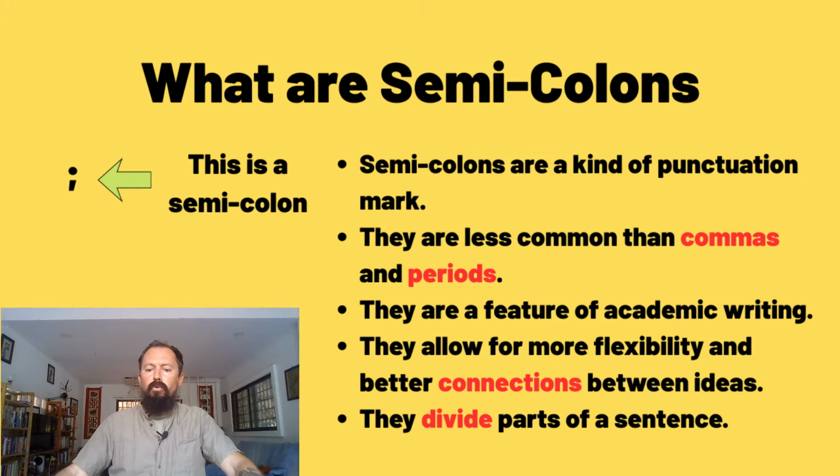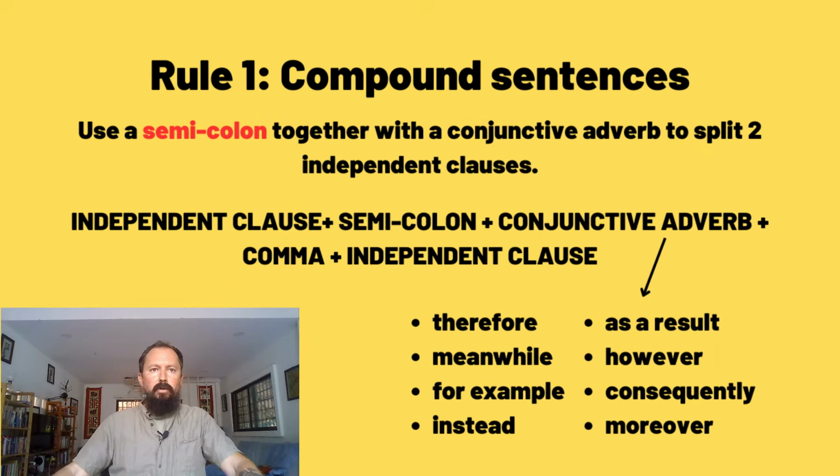So there are 3 rules that we can learn in order to use these properly. I'm going to teach you these in order of their frequency. First of all is a compound sentence. We use semicolons to divide independent clauses in compound sentences. The structure is independent clause, semicolon, conjunctive adverb, comma, plus independent clause. Don't worry if that sounds complicated. I'll show you some examples and you'll see it's actually not very difficult.